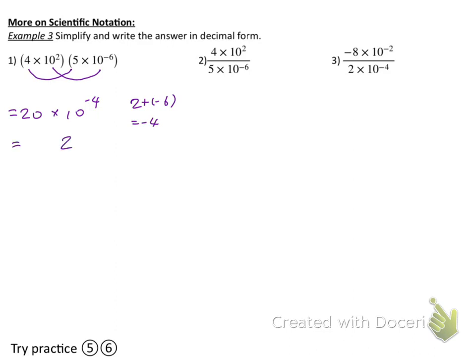So for 20, which has the decimal point at the end, I'm multiplying by a negative power of 10. I am moving the decimal point to the smaller side, which will be the left. So I move it 4 times. 1, 2, 3, 4. And I am going to fill in all these zeros. So the answer will be 0.002.